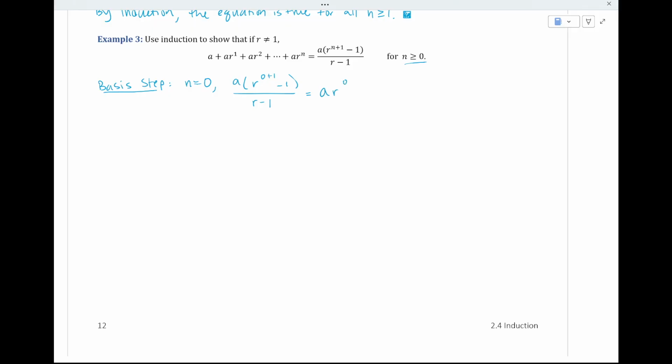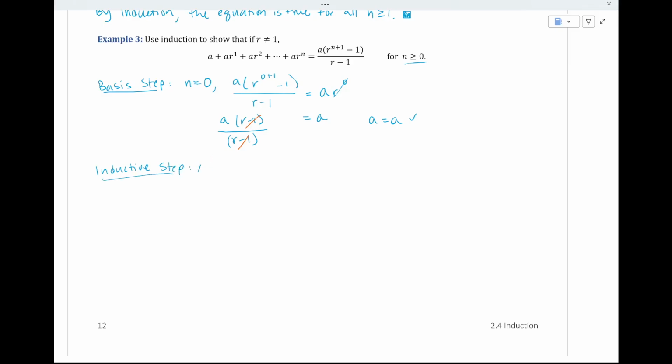a times r to the 0 power. Anything to the 0 power is 1. So this is 1, which means that side is a. Let's see, in this side, r to the 0 plus 1 is r minus 1 over r minus 1. Look at that. I can cancel out these r minus 1s, and I get that a is equal to a. So here we're seeing this is true for our basis step. Now we're ready for our inductive step.